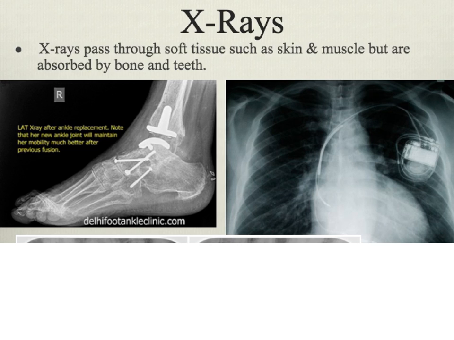We also talk a little bit about medical imagery. X-rays, we know all of us probably have had X-rays done at some point. They're going to pass through soft tissue, so you're not going to see skin and muscle, but those X-rays are absorbed by bone and teeth, so they're great for diagnosing any type of fracture, break of an ankle. Here you can see there are some devices. This person has had what looks like an ankle replacement. The new ankle joint will maintain her mobility much after previous fusion. So there is an ankle replacement.